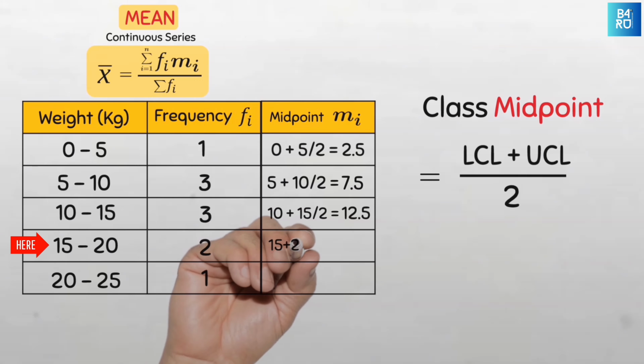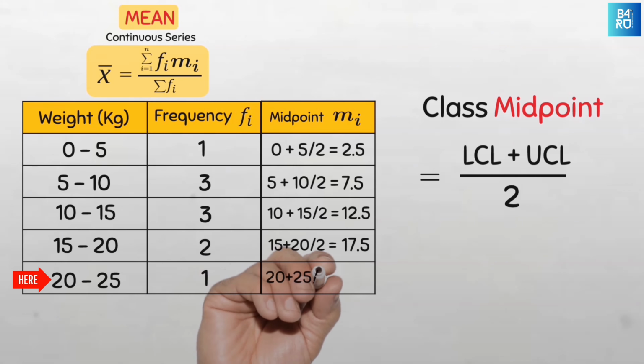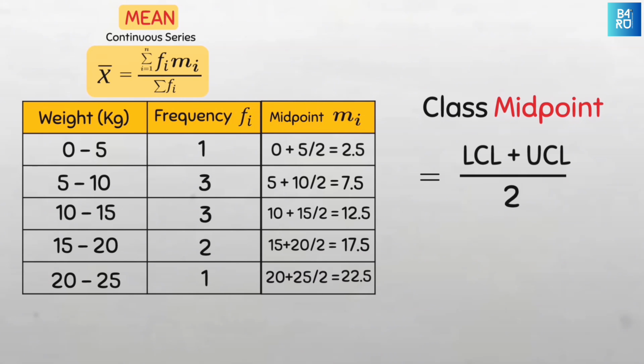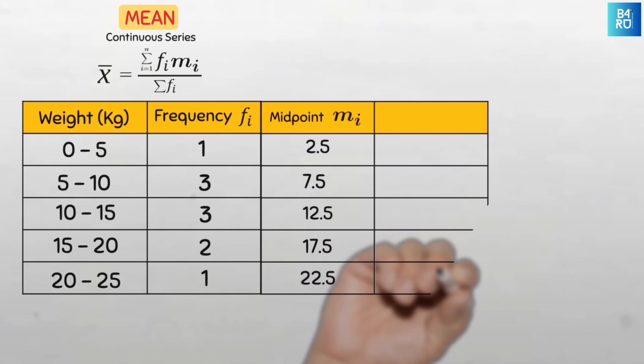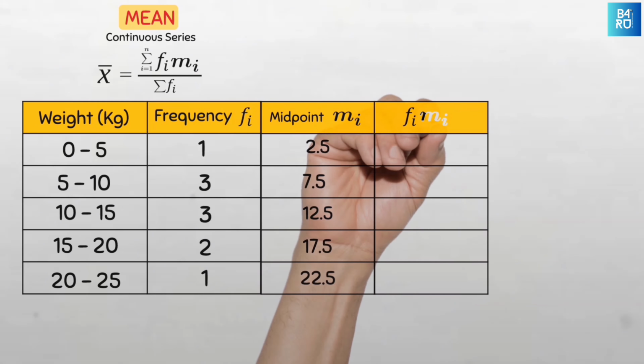And then 15 plus 20 divided by 2, and that's 17.5. And lastly, 20 plus 25 all divided by 2, and that's 22.5. Nice. Now that we have all the midpoints, our next step will be to find the product of the frequency and the midpoints of each class. So let's create another column here and label it f sub i times m sub i.